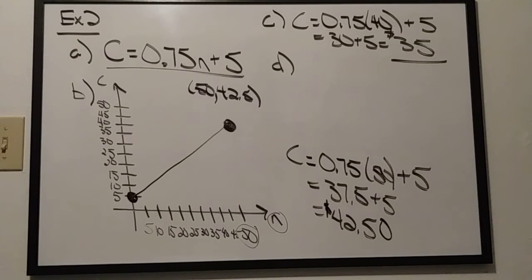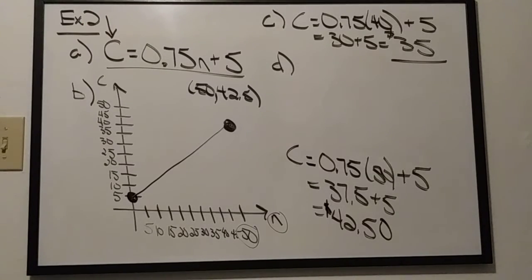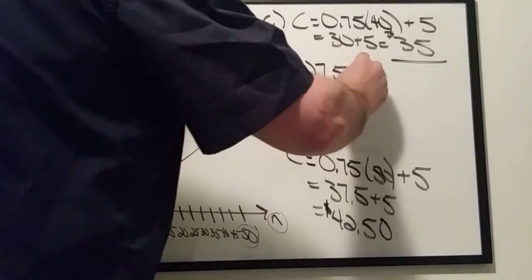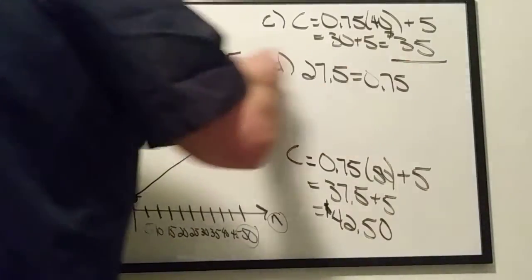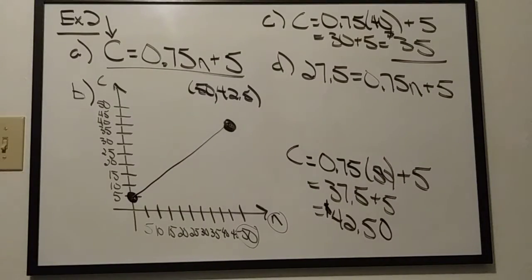Now, when you look at part D, you have to be kind of careful. Be aware that they haven't given us an n value this time. This time they gave us a C value. They gave us the cost. So we need to come over to our equation and plug in the cost for C. So, okay, let's do that. They gave us a cost of 27.5, and that's equal to 0.75n plus 5. So this time, we have a linear equation that we have to solve.